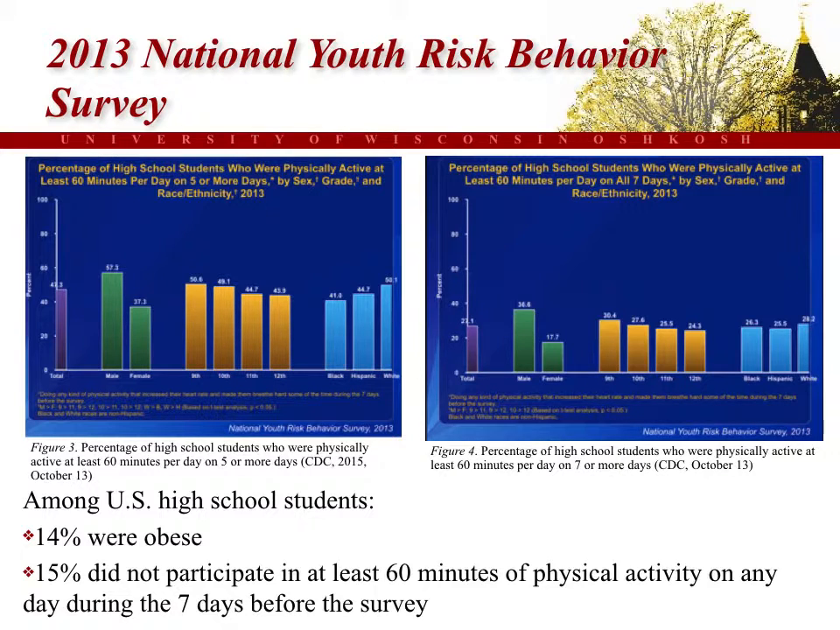As seen in the graphs, the data is broken down by gender, grade, and race, and compares the percentages of children who were physically active at least 60 minutes per day on 5 days and those who were on all 7 days. The results show decreased percentages of children who are active for at least 60 minutes per day on all 7 days of the week.